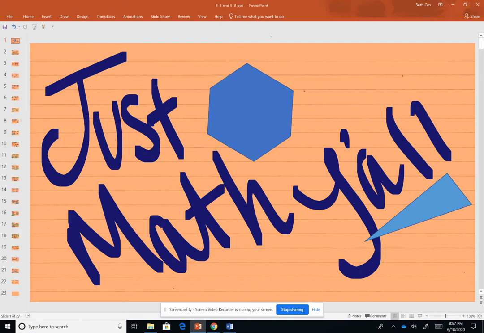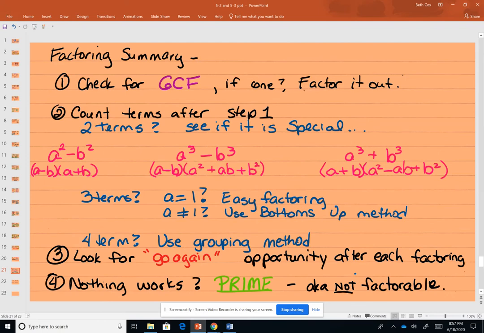We are going to do our last video on factoring, and this is a summary video on factoring. So, here we go. First thing we want to do for any factoring problem whatsoever is check for GCF. If there is one, of course, we factor it out. And don't forget, we factor out negatives. If the first term is negative, we factor out a negative GCF.